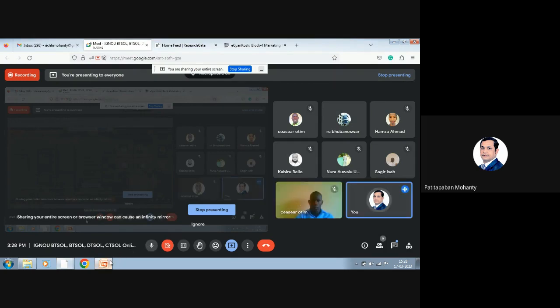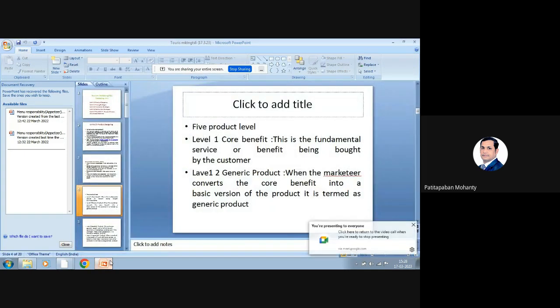Okay, so the first level is your core benefit. This is the fundamental benefit, or the very basic advantages, that a particular product is going to offer, or that the customer is going to derive by consuming one particular kind of product. So that is level one, that is core benefit.